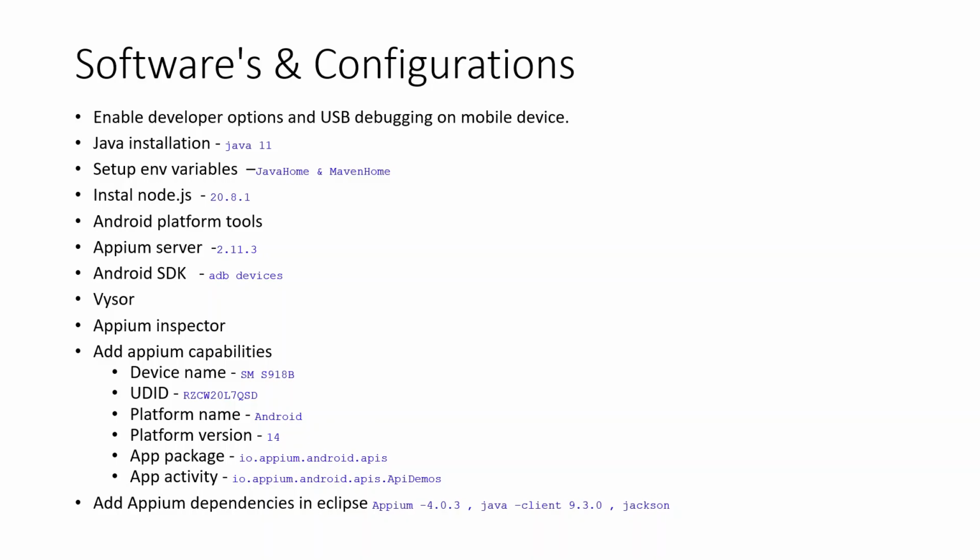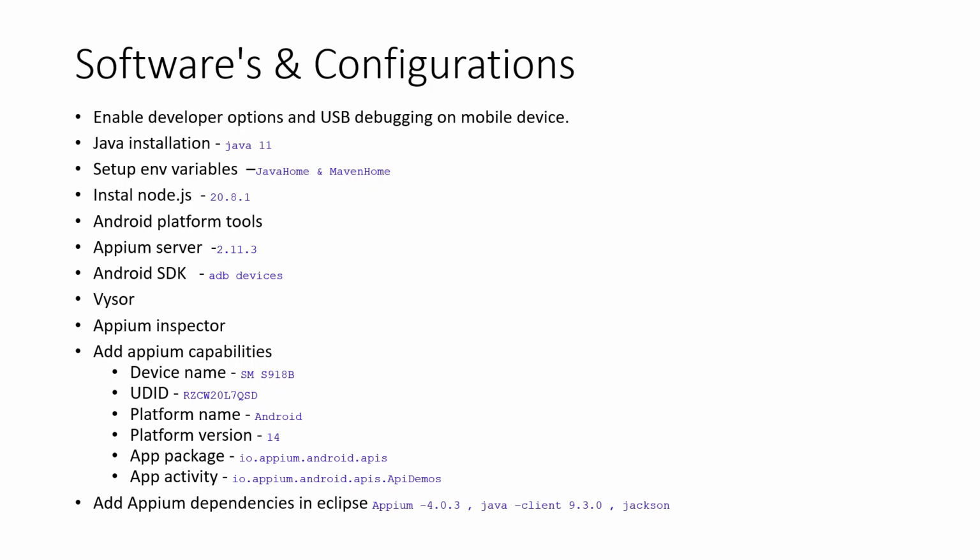To execute the automation framework, we have to ensure that the following prerequisites are in place. We have to ensure that necessary dependencies are added, and we have enabled the developer options and USB debugging on the mobile device. Set up Java home, Maven home, and environment variables. The Java I am using is Java 11. Then we have to install Node.js, for example version 20.8.1. We have to set up Android platform tools, including ADB and other Android SDK tools.